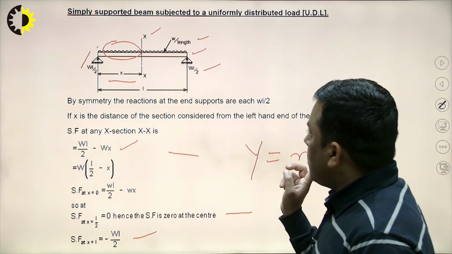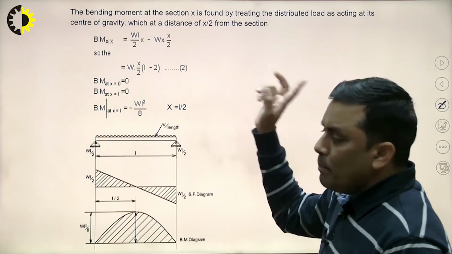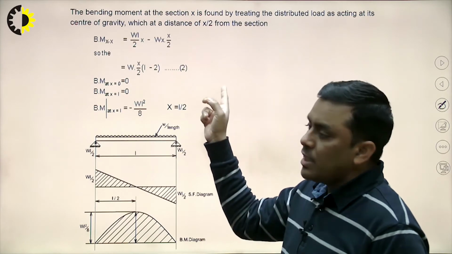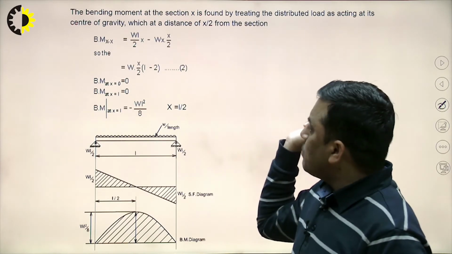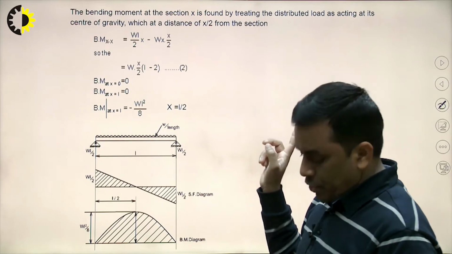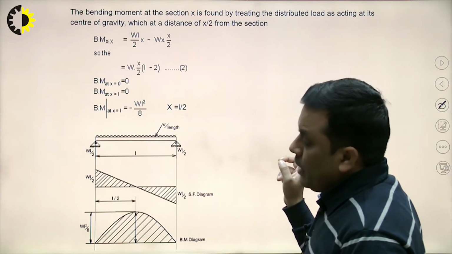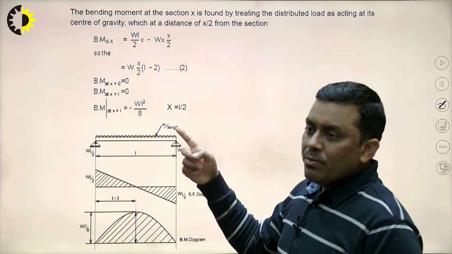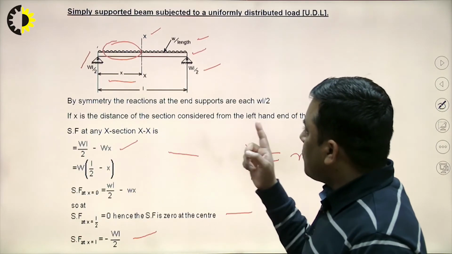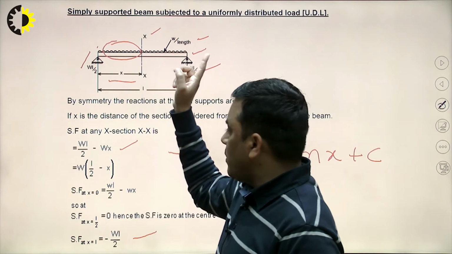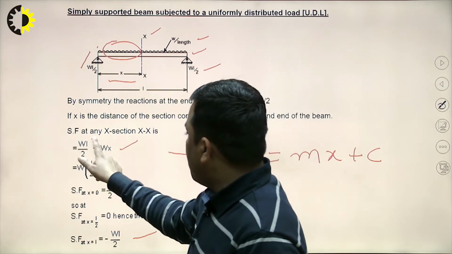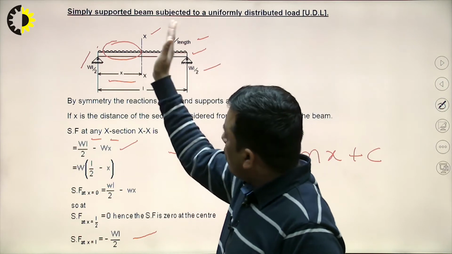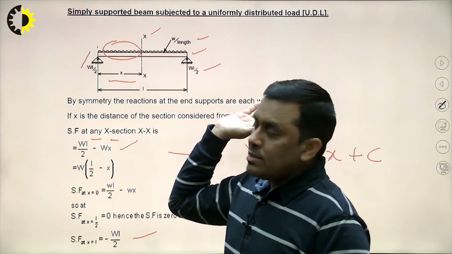Now, come to the bending moment part. By definition, mathematically it is the algebraic sum of all the moments acting on either side of the section plane. And moment will be because of the forces. Here we are observing two forces on the left side of the section plane: WL/2 and Wx.